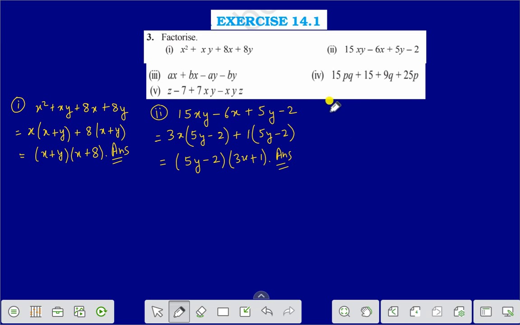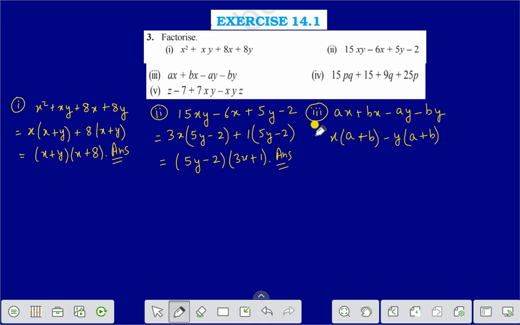Now question number 3. Question number 3 is ax plus bx minus ay minus by. If we take x as common, it is a plus b. If we take minus y as common, then you are getting a plus b.